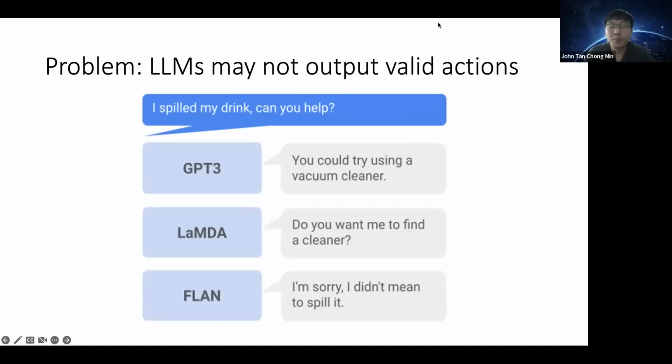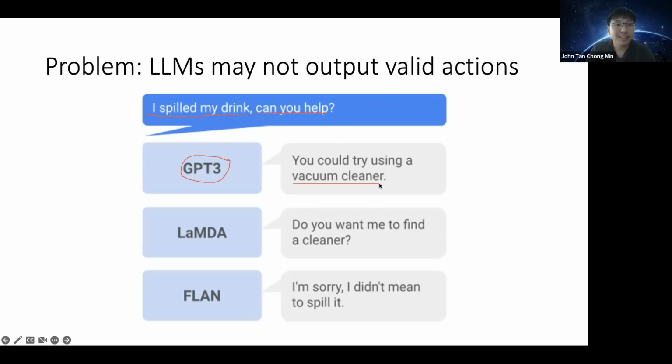The large language model is very versatile. As you know, ChatGPT can answer quite a lot of questions, but it also tends to hallucinate, also tends to output wrong answers which actually sound very convincing. So it's the same thing for this SayCan. Because you are using a large language model, it can output stuff that doesn't really make sense. So for example, if you say, I spilled my drink, can you help? GPT, very helpful, is trying to say that, oh, you spilled something, maybe you can try using a vacuum cleaner.